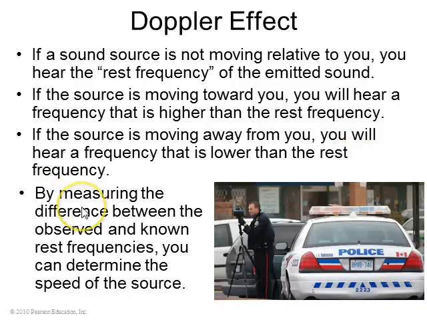And then if you measure the difference between the frequency you hear and the frequency that you know was emitted, this rest frequency, you can actually measure the speed of the source. And this is how these Doppler guns work when a police officer measures the speed of your car. It's sending out waves which are reflected off your car, and he knows the original frequency of the waves, and he can measure the frequency of the waves that are reflected off your car, and from that difference in frequency, he can measure what your speed is and give you a ticket.